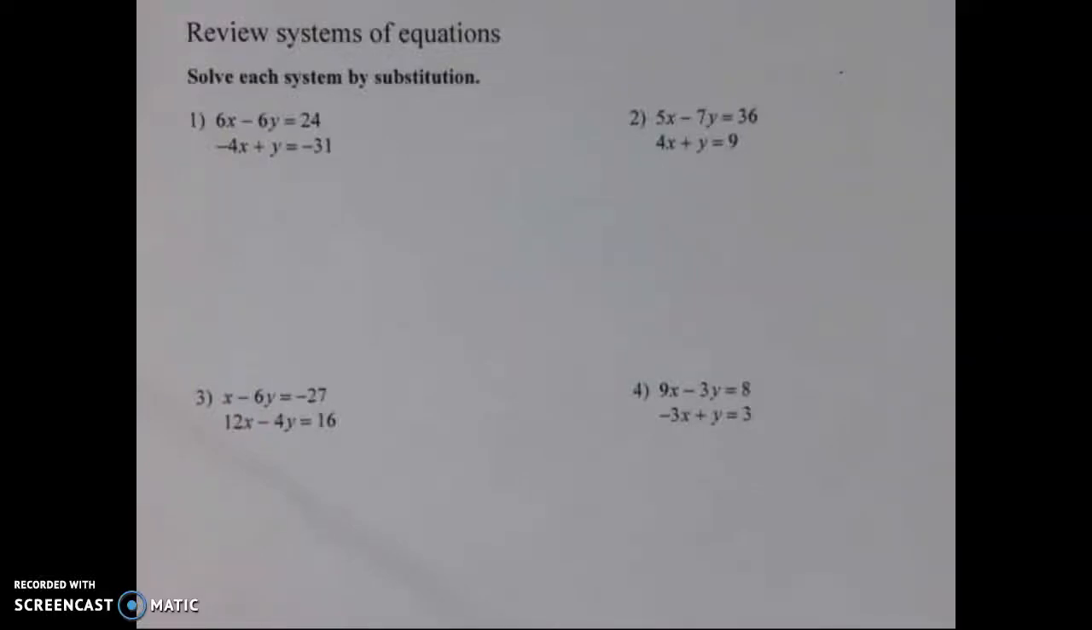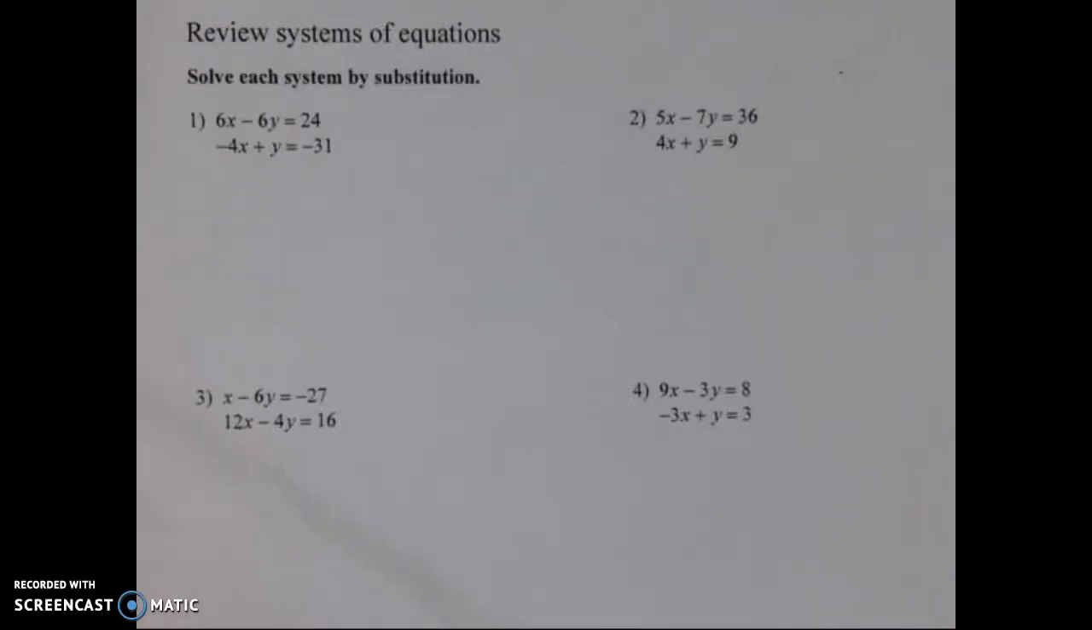We're here to review the systems of equations. The methods that we're going to go over today are the substitution and elimination method. So we'll start with the substitution method. A system happens when you have two equations with two variables. In this one, it's an x and a y.